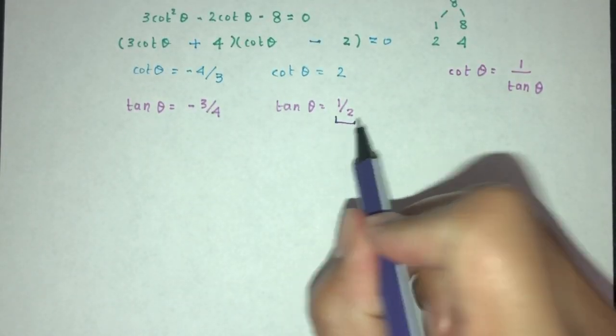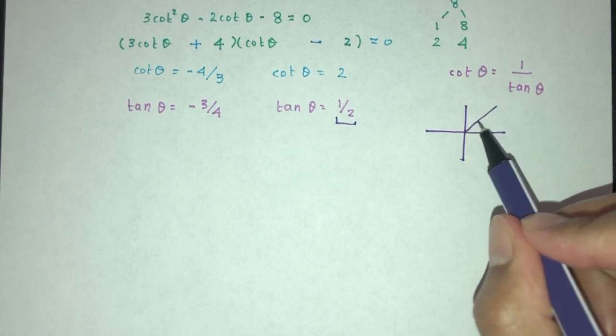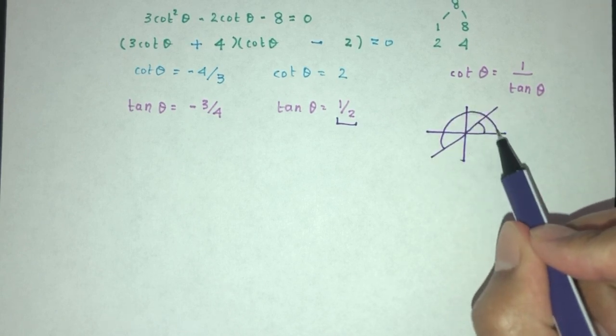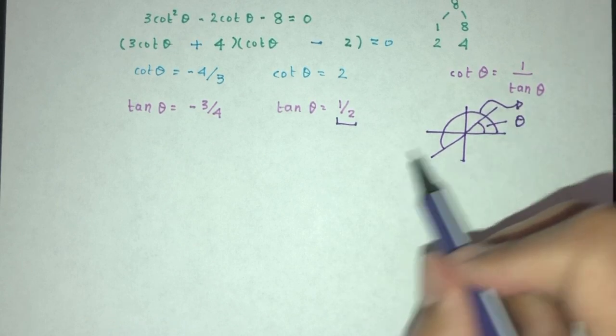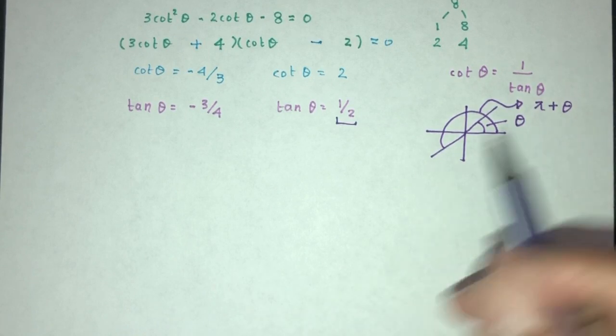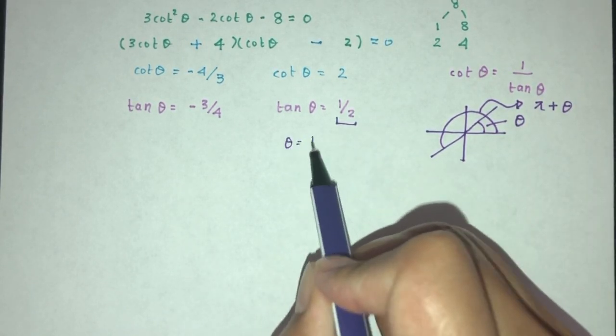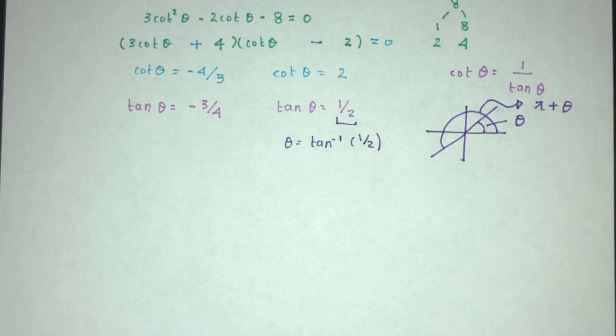Now for this one, tan is positive. It will be in the first quadrant, and in the third quadrant, this will be the angle directly, and this will be what? This will be the value of pi plus the angle. So one by one, tan inverse of half. Let's see, what do we get?